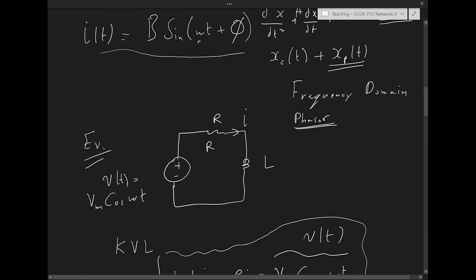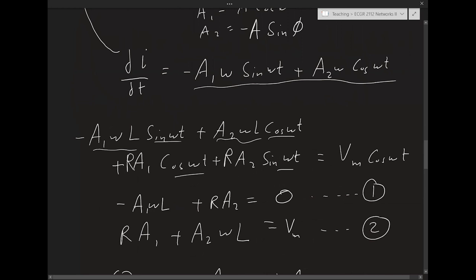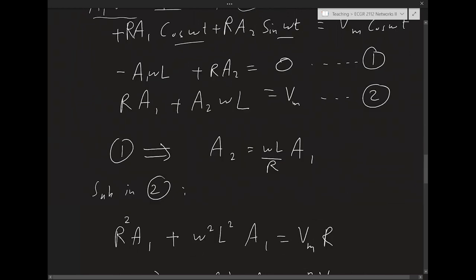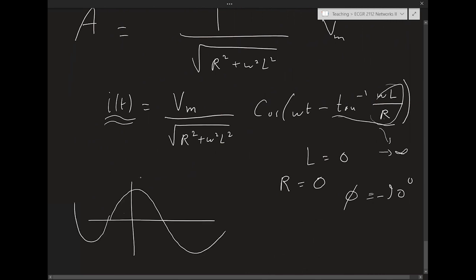Yes, go ahead. What was the conclusion again? Is the current lagging or leading? The current lags the voltage by 90 degrees. Why do we say lag? Let's say everything is cosine. So this is the voltage V. The current has a phase angle of minus 90, so it has omega t. The current is some Im cosine of omega t minus 90 degrees.